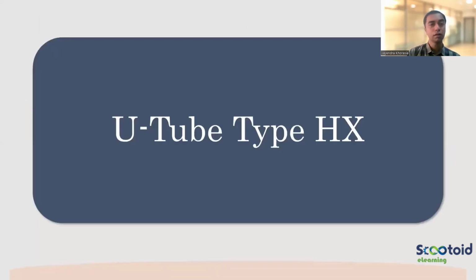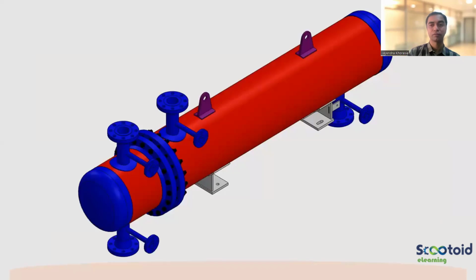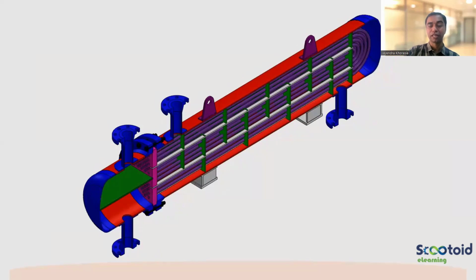Now the third type of heat exchanger, U-tube. Can anyone guess how the construction of this heat exchanger would be? So this is just an outer part. Any guesses? If I say U-tube, yes, very nice. So inside, the tubes will be in a U shape like this. If you would have seen carefully in the fixed and floating, the tubes were straight.